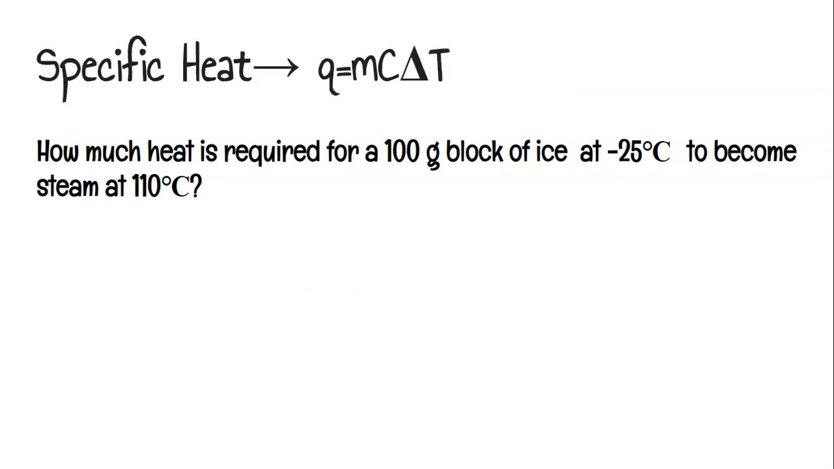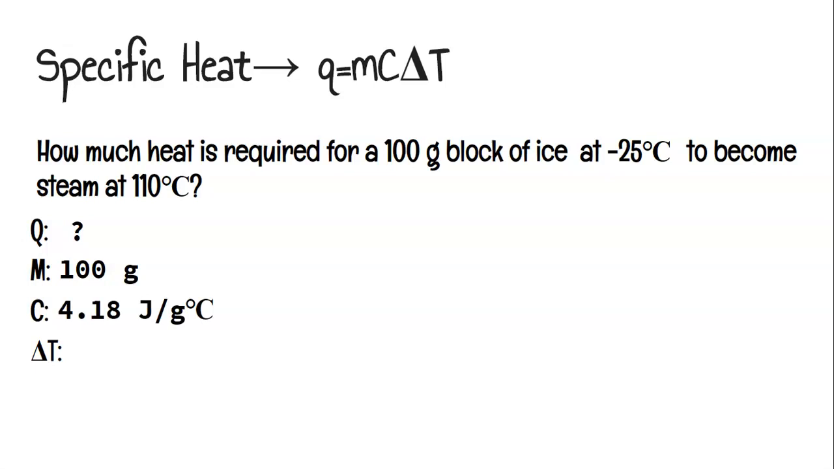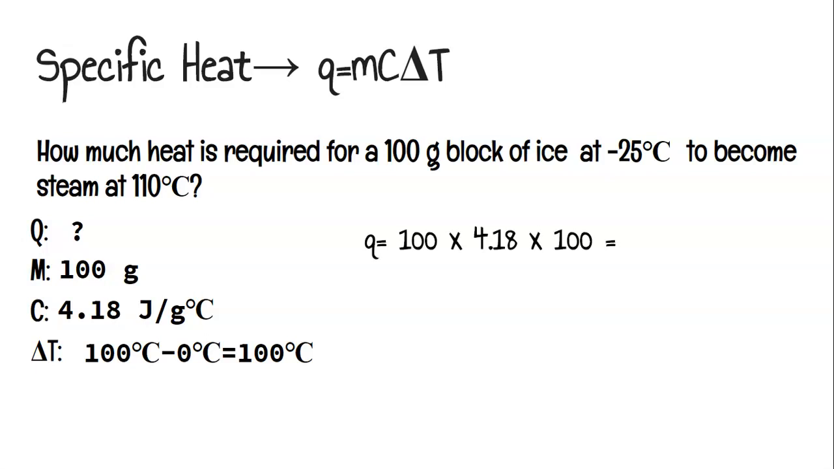Now I'm going to go up another incline, so I'm going to use mcΔT. This time, my Q is still unknown. My mass is 100. That doesn't change. My c changes to 4.18 because that's the specific heat of water as a liquid. And my change in temperature goes from 0 to 100 because 0 is the melting point and 100 is my boiling point. So it's 100. I multiply those together, and I get 41,800.